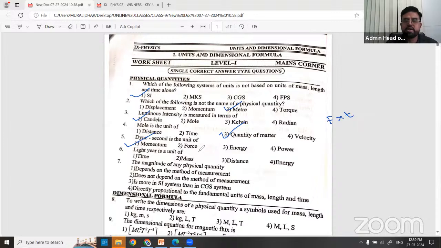So force means only dyne. Energy means joule. Power means watt. Whereas momentum is nothing but force into time. That is nothing but impulse. Rate of momentum is nothing but force into second.